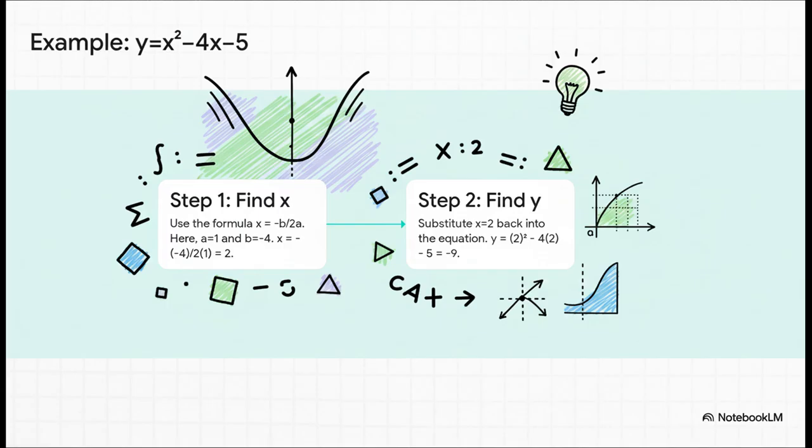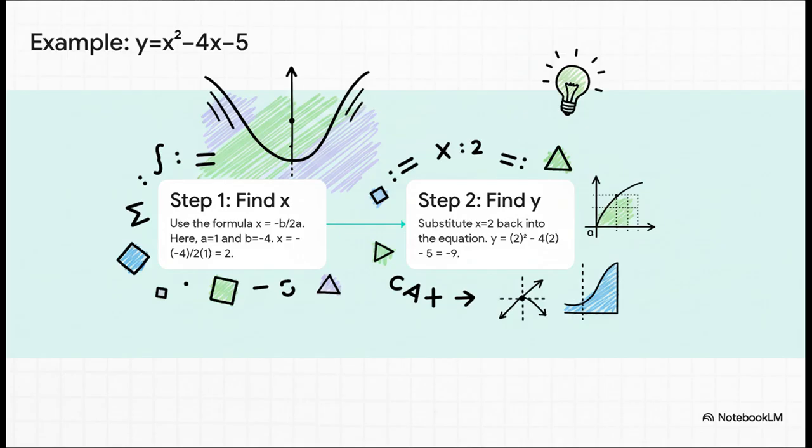All right, let's take this equation, y equals x squared minus 4x minus 5. Step 1, we use our formula. In this case, a is 1 and b is negative 4. So x equals negative 4, watch that double negative, over 2 times 1. That just becomes 4 over 2, which is 2.